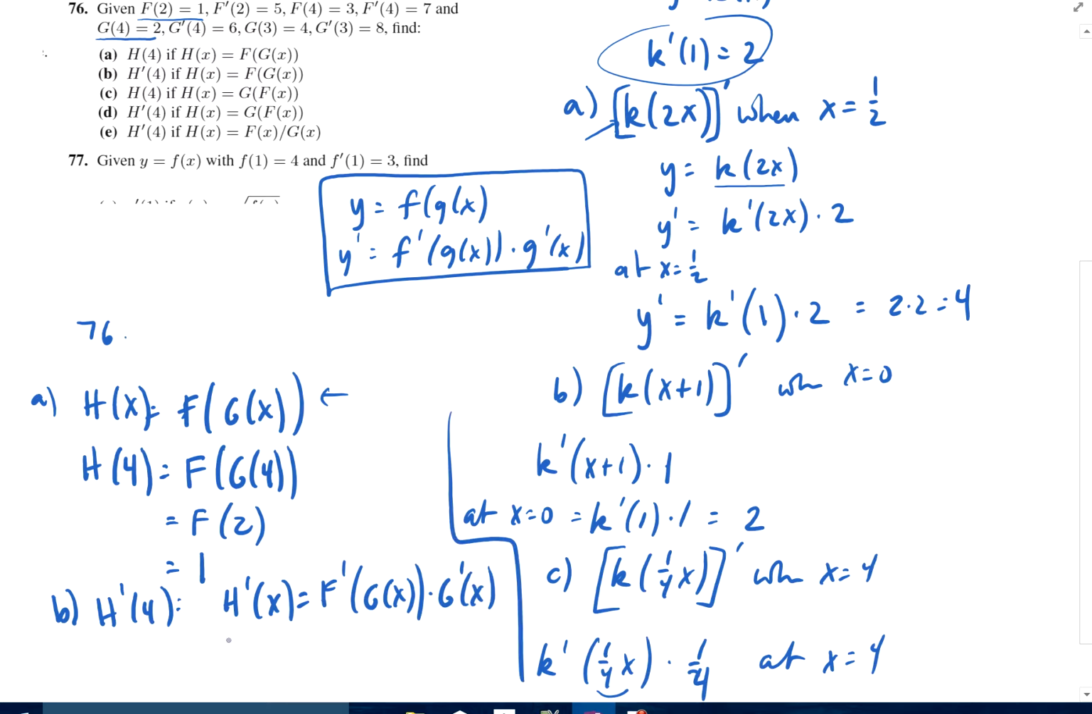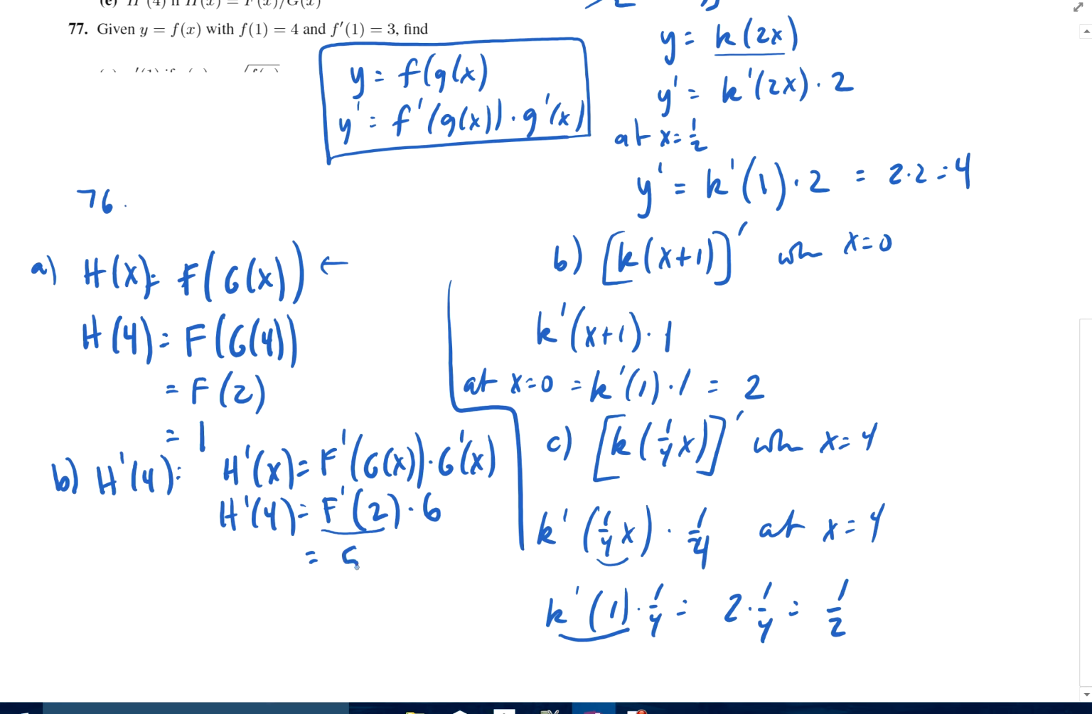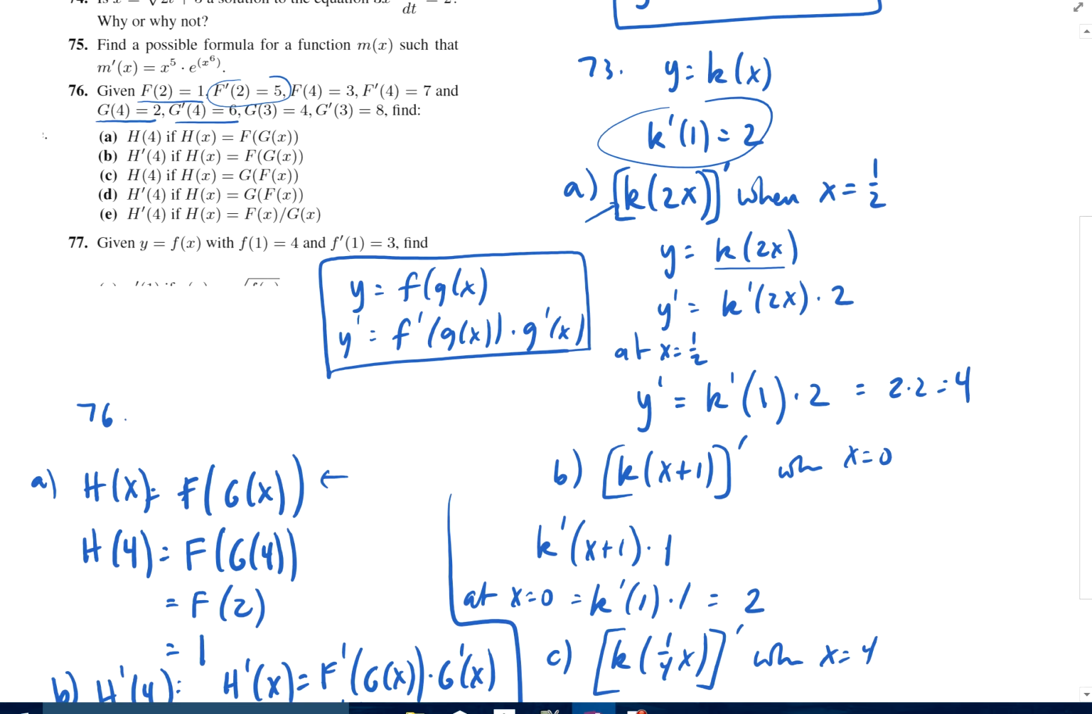Okay, so h prime of 4 is f prime of, what's g of 4? G of 4 is 2 times, what's g prime of 4? 6. And what's f prime of 2? See, they tell us all this information. So that's 5 times 6, or 30.